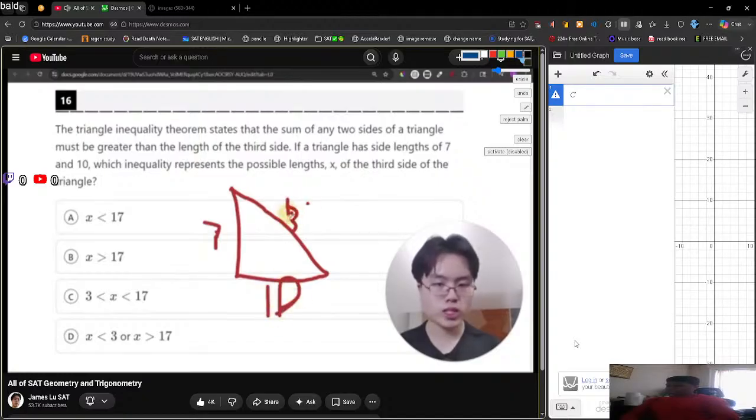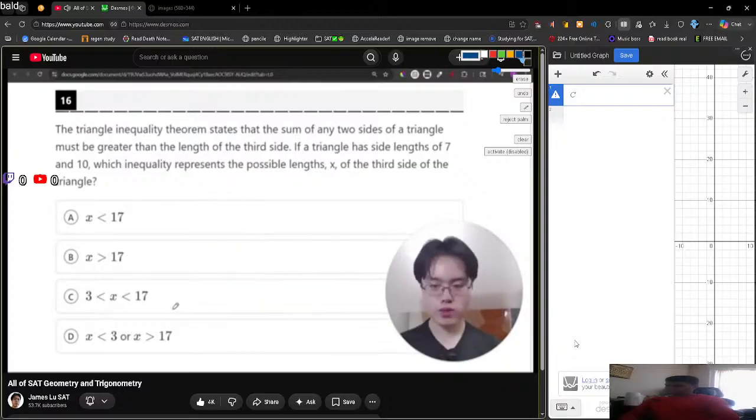So we can't do 3. It has to be some number greater than 3. So maybe 4. 4 plus 7 is 11, that's fine, and that's greater than 10. So the correct answer to this question is actually C.